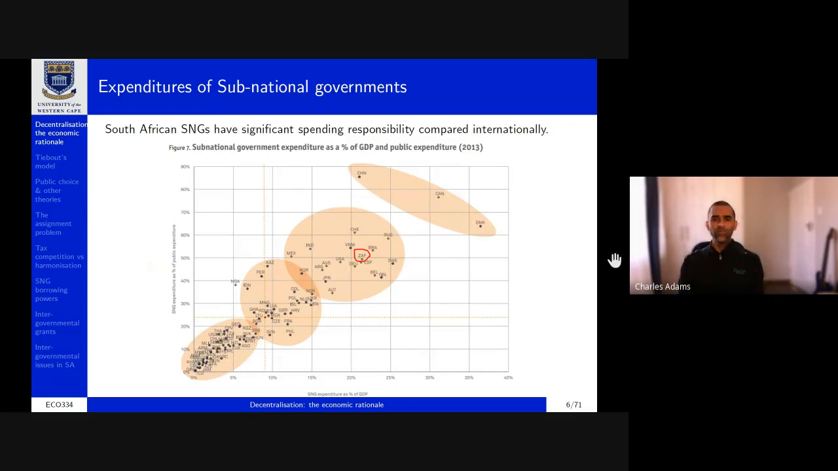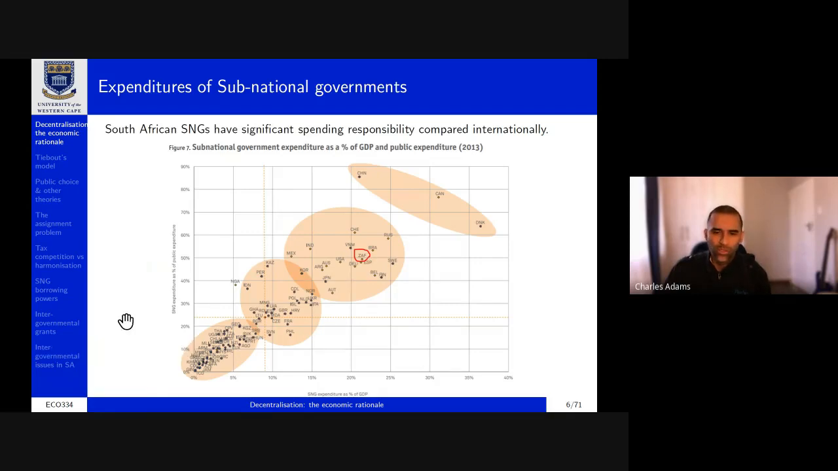And if you plot the expenditure assignment as a share of GDP for these 101 countries, it turns out that South Africa actually lies quite high up in this regard. In this graph, we have subnational expenditure as a proportion of GDP on the horizontal axis, and South Africa is the red circle over here, quite high on this axis compared to the other 101 countries. Also, if you look at subnational government expenditure as a proportion of public expenditure, South Africa lies quite high in that regard, at just under 50%.